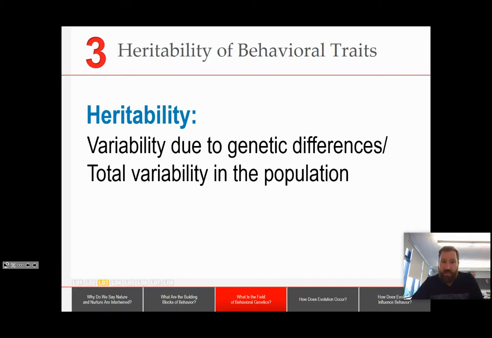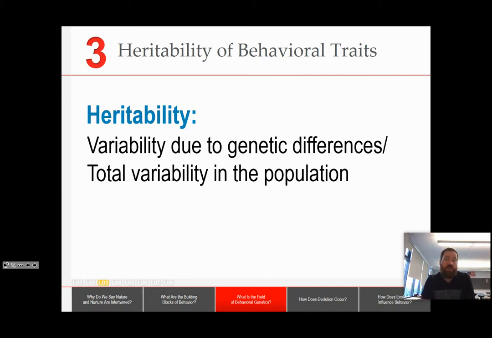Now, something to be very clear with heritability. Heritability does not tell you the percentage of something that is genetic. It doesn't say, oh, intelligence is 60% genetic. It doesn't tell you that, okay? It tells you about populations and the difference within a population of a trait that can be determined by genetics.